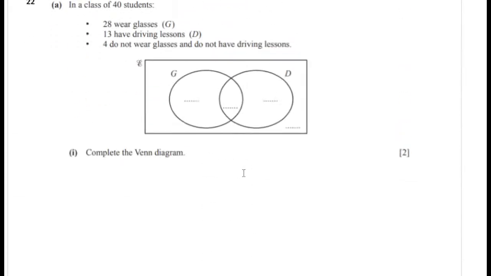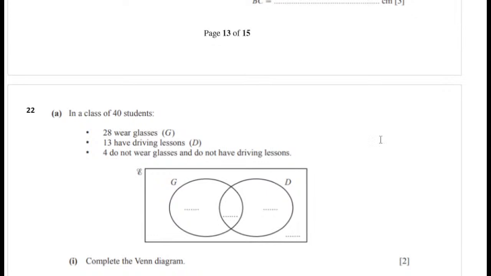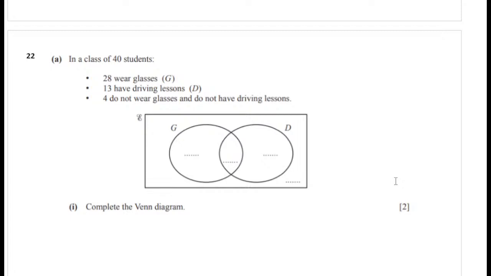Complete the Venn diagram. Again, it's not that difficult, but I think some of you have made mistakes. In a class of 40 students, 28 wear glasses, 13 have a driving license, and 4 do not wear glasses and do not have a driving license. So you have to complete this.